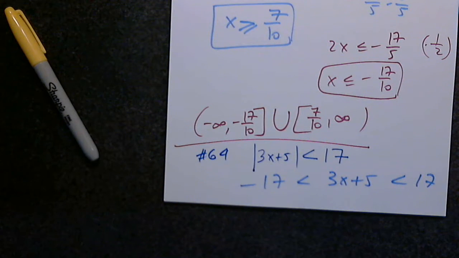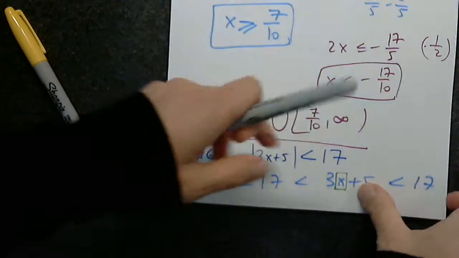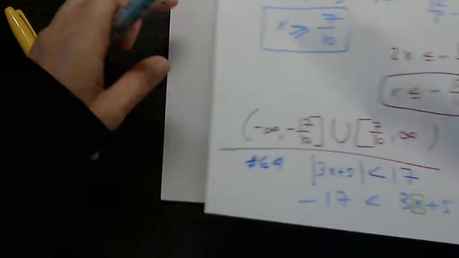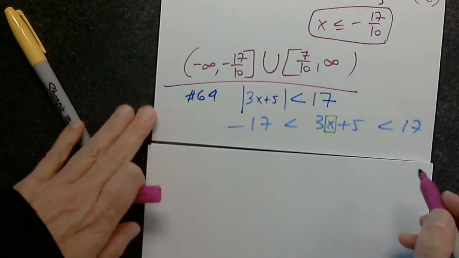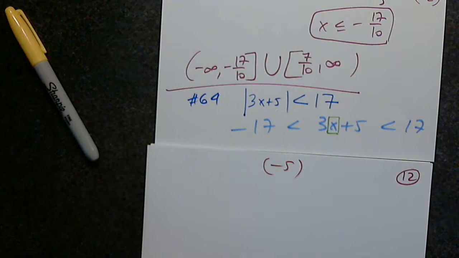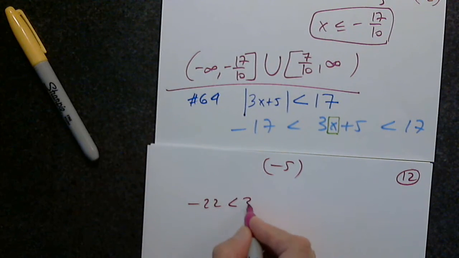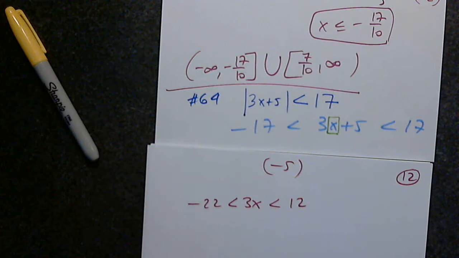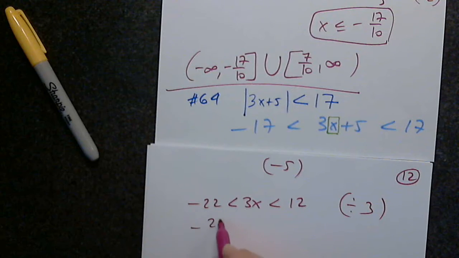So now tell me, what will you do next? Remember, we are trying to solve for x. We want x alone in the middle. So we will subtract 5. Awesome. That's the first step, from all 3 sides. So minus 5 from all 3 sides. So that's negative 22 less than 3x less than 12. Then we divide everything by 3. Negative 22 thirds less than x less than 4.